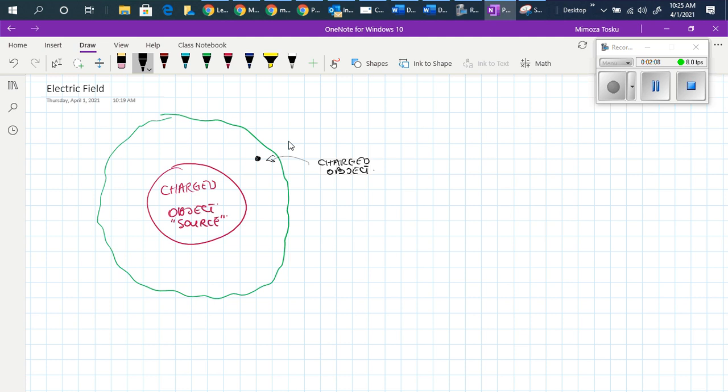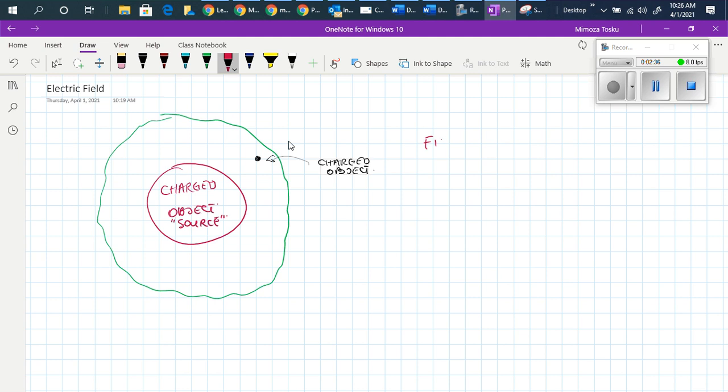When we talked about the gravitational field, the interaction is always attraction, and it is attraction toward the center of the source. But when we have a charged object, that depends on what nature the source has, and what nature the charged object that you are placing into that field has.